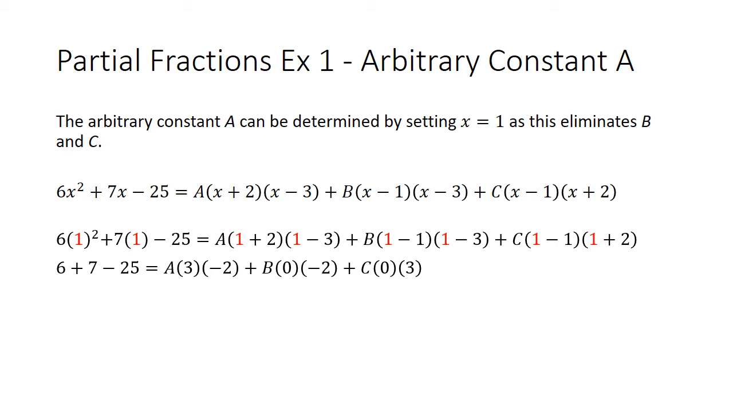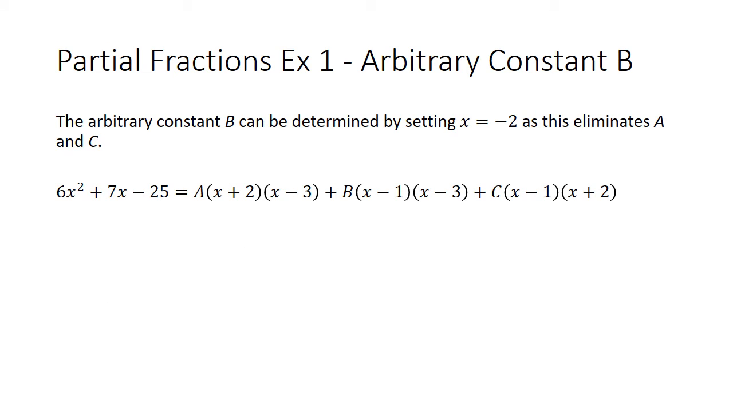If we evaluate 6 plus 7 is 13 minus 25, we get minus 12. And 3 times minus 2 is minus 6, so we get minus 6A. B goes to 0, C goes to 0. Therefore, to work out A, we divide across the minus 12 by minus 6, and that tells us that A is equal to 2.